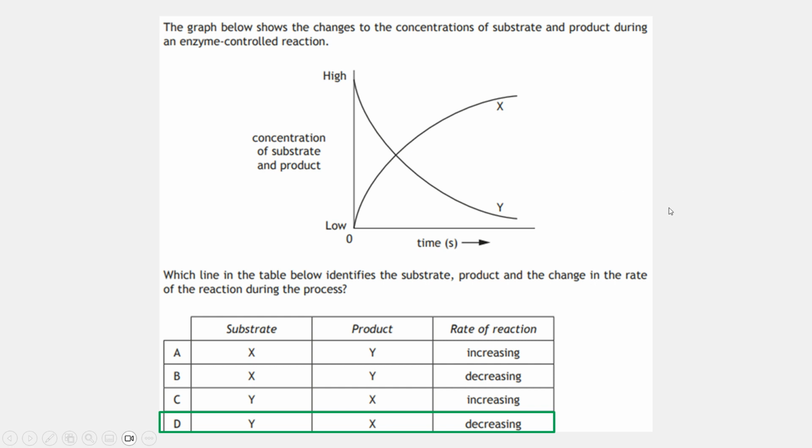I hope this has helped you understand enzyme action a little bit more. And in the next one, we'll look at some of the factors that might interfere with the enzyme and its reactions.